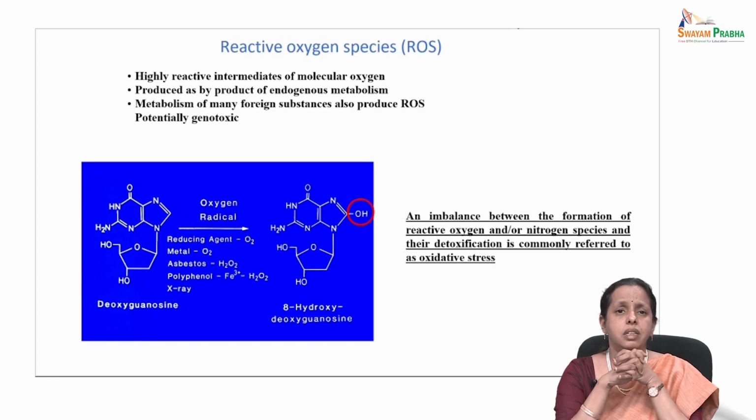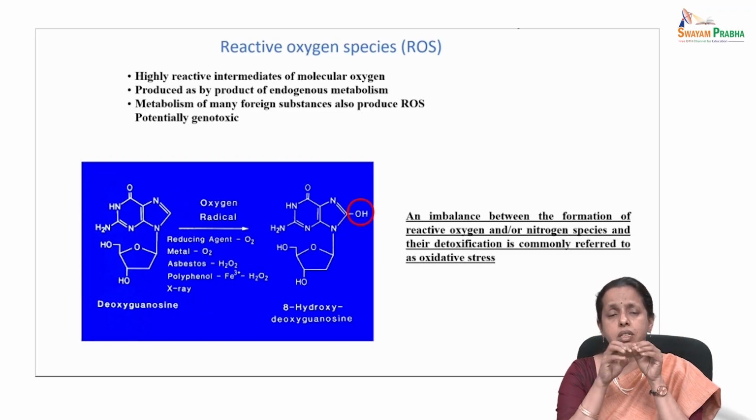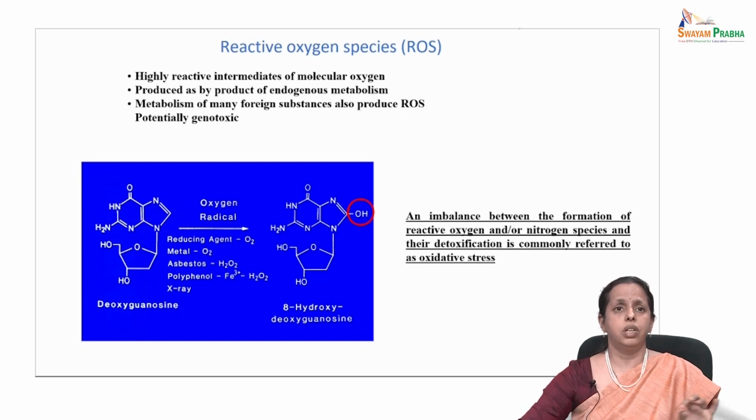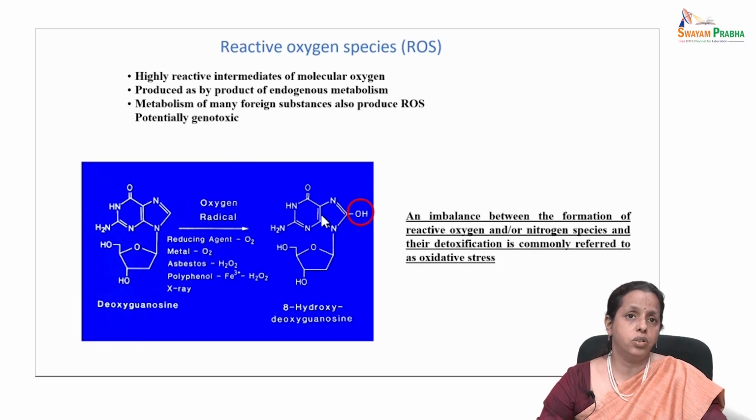ROS arise when there is an imbalance between the formation of reactive oxygen and/or nitrogen species and their detoxification. Once ROS are generated, they are commonly detoxified, and if there is an imbalance, it is referred to as oxidative stress. ROS are highly reactive intermediates of molecular oxygen, produced as a byproduct of endogenous metabolism. Metabolism of foreign substances also produces ROS, which are potentially genotoxic.